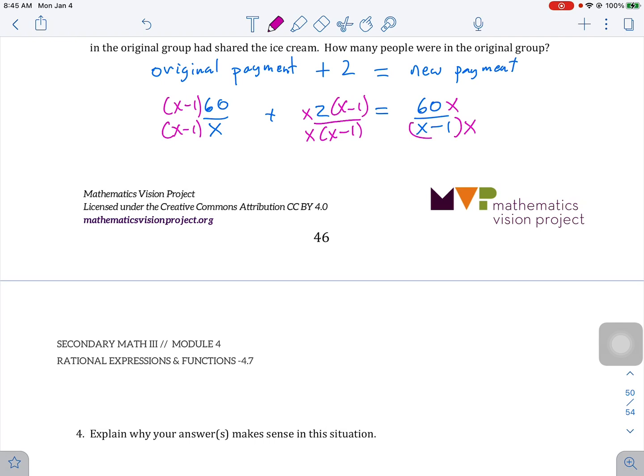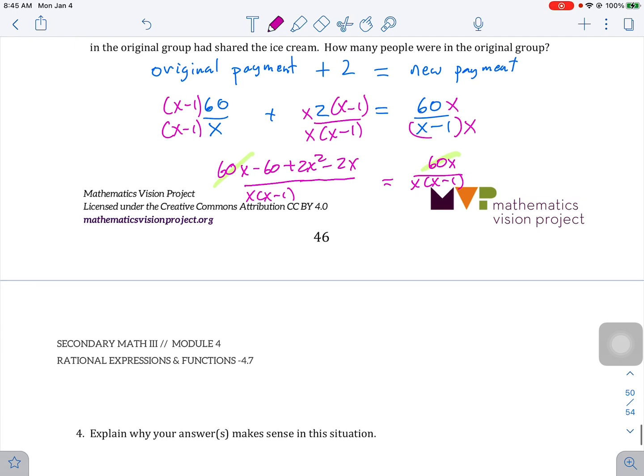So I can multiply this out. Everything's over X times X minus 1. And my numerators, which are going to be equal now, are going to be 60x minus 60 plus 2x squared minus 2x. On the other side, I have 60x.